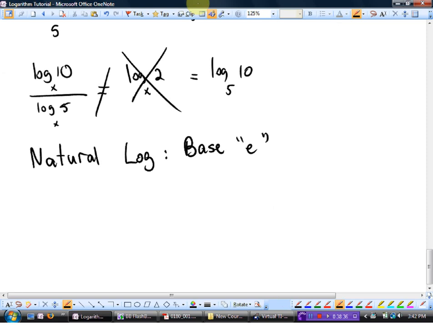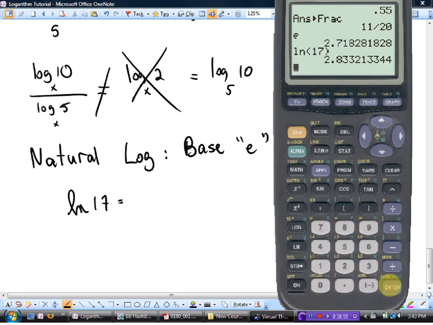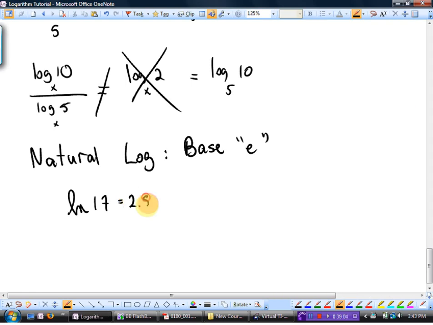Do you remember what we used to show that we were dealing with base E? What kind of logarithm? How did we write it? Yes, ln. I always handwrite the L, otherwise I'm worried that if I just draw a vertical line, I'll think it's a 1. I'm stupid that way. So ln of 17, for example. You would go ln 17, 2.833, dot, dot, dot. Actually goes on forever without repeating.